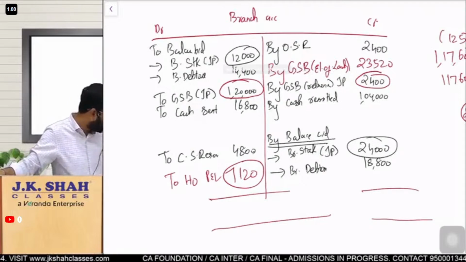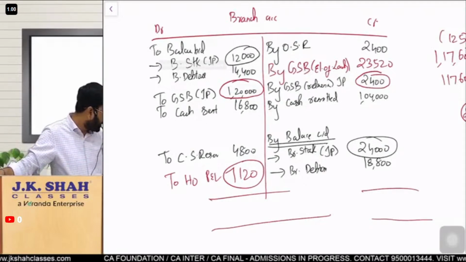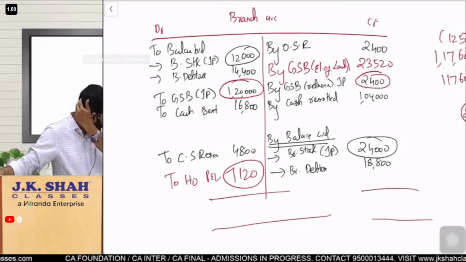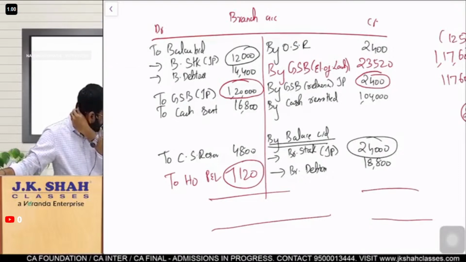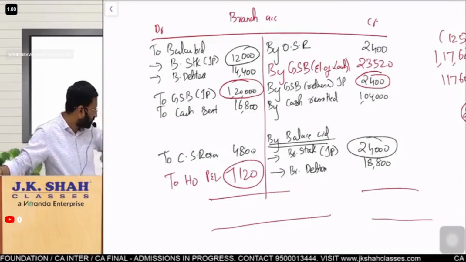Branch P&L and goods sent account, I'll show that now. You just make a note of this branch account first. Branch P&L and goods sent I'll show.